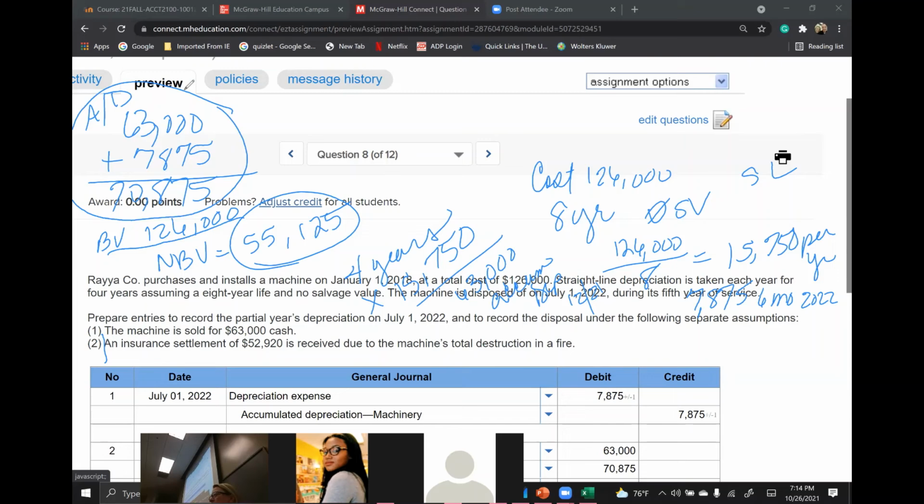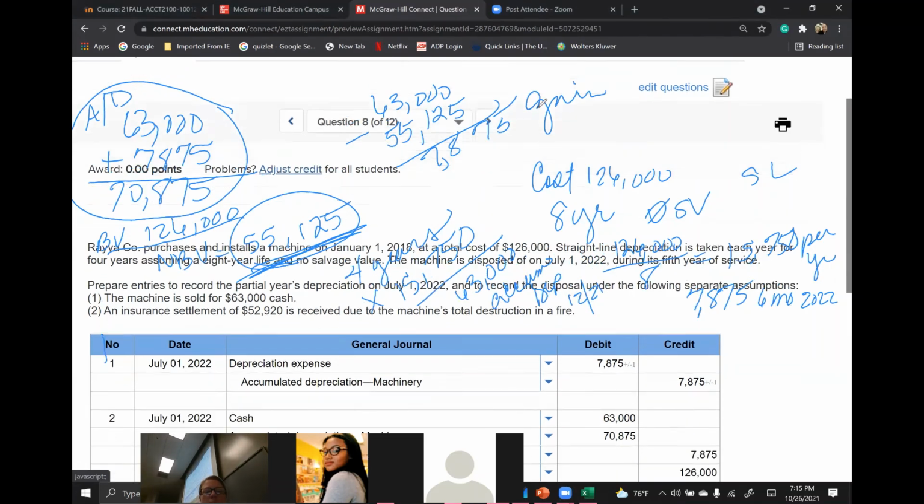That gives me my net book value of 55,125. So anything over that is a gain. So I'm selling it for 63,000. So my gain, so I have 63,000 less that book value of 55,125. So it brings me back to the 7875. That's gonna be my gain. So I need to record that.